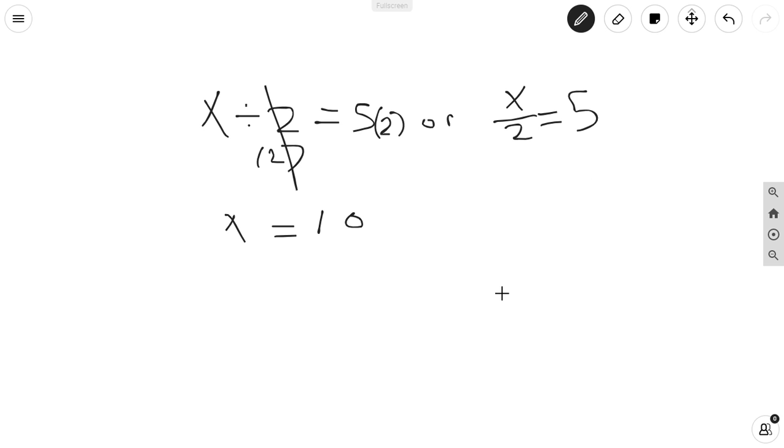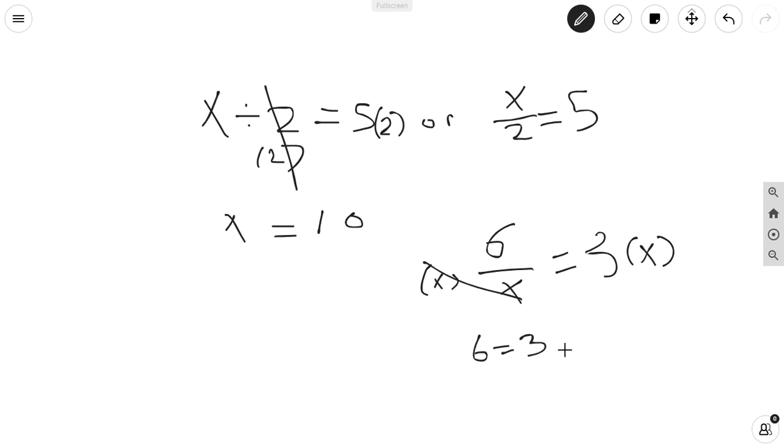Let's try one more. Let's say 6 over x equals 3. So here I have x on the bottom, so 6 is being divided by x. So I need to multiply by x to isolate it. I'm going to multiply by x, so this cancels out my x. I have 6 on this side. Same thing on the other side, keep it balanced. So 3 times x, so 6 equals 3x now.